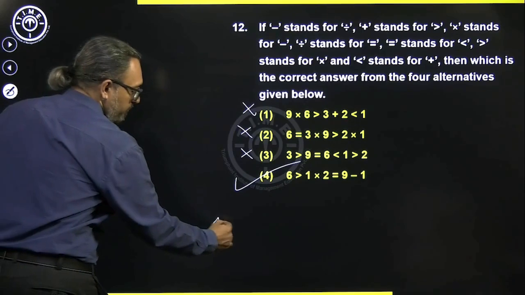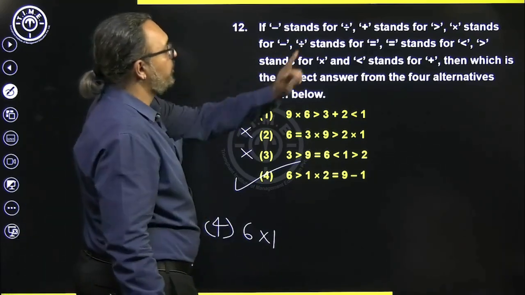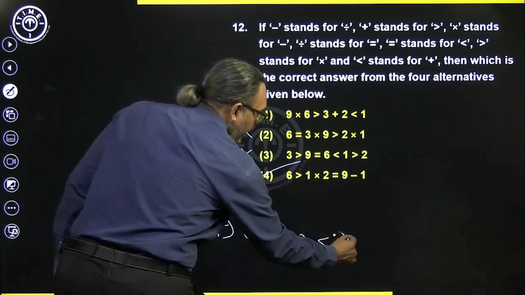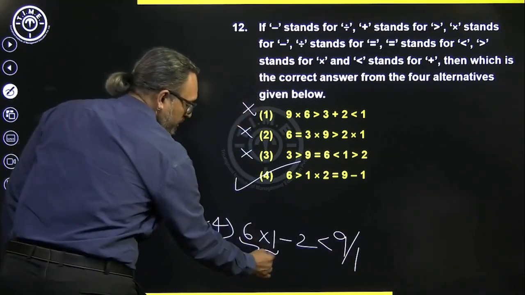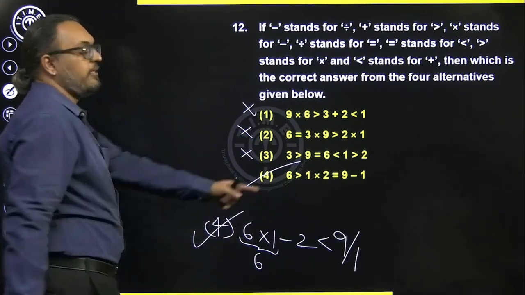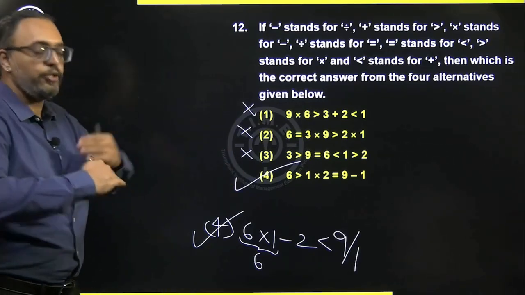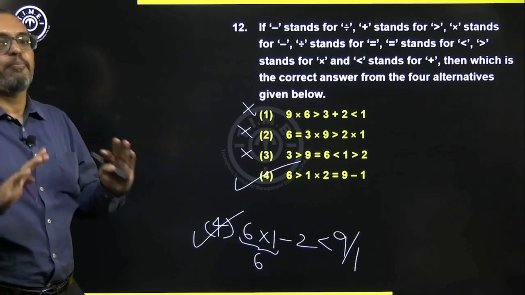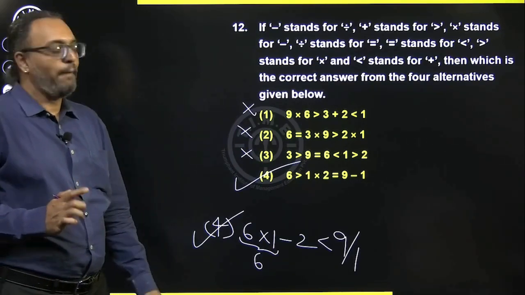So let's see the fourth option here. What does it say? 6 greater than, so greater than stands for into, so 6 into 1, and into stands for minus 2, equals stands for less than 9, and minus stands for division by 1. Okay, so we have 6 into 1 is 6, 6 minus 2 is 4, so obviously 4 is definitely less than 9. So fourth option works. The faster you substitute the correct ones, the faster you can calculate and get the answer. So everything has to happen correctly the first time. Move at a steady pace.